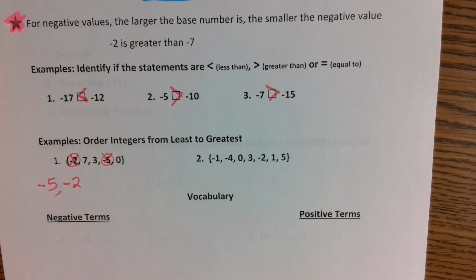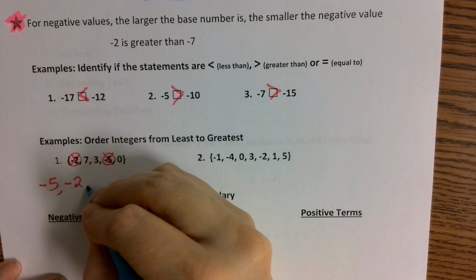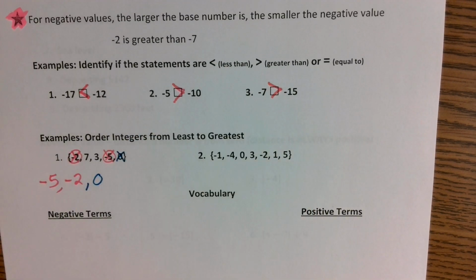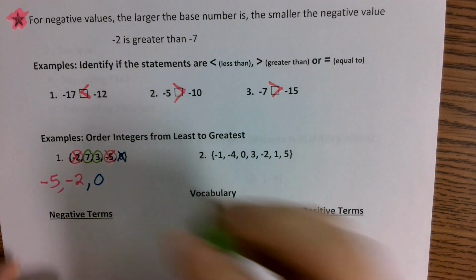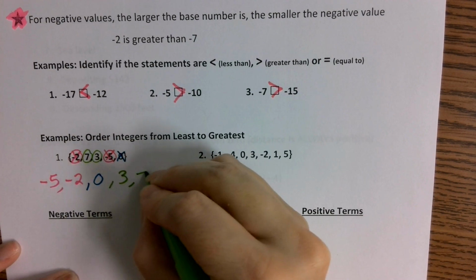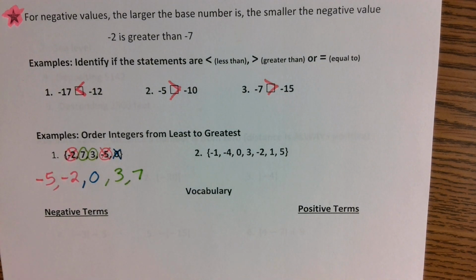Once you've utilized that value, it's always good to cross it off. And then, of course, we have a 0 value, which happens to be next. And then we're left with just our positive values. We have a +7 and a +3. So we're going to put them in order 3 and then 7. That's our order from least to greatest.